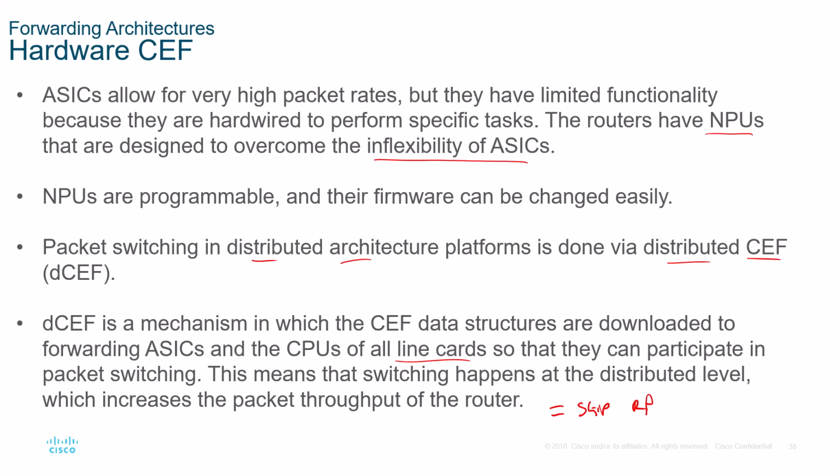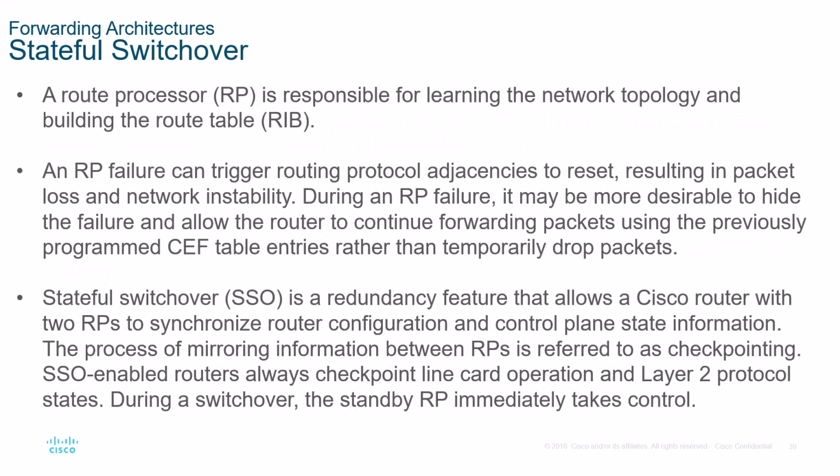All right, so again, getting a little bit deeper, we also have a stateful switchover. Basically, the RP is going to be learning the network topology and building the RIB. If an RP failure does occur, then it will trigger the routing protocol adjacencies to reset, resulting in packet loss and network instability. If the RP fails, there's bigger issues. So basically the router function would end up failing. So that's what it's talking about.